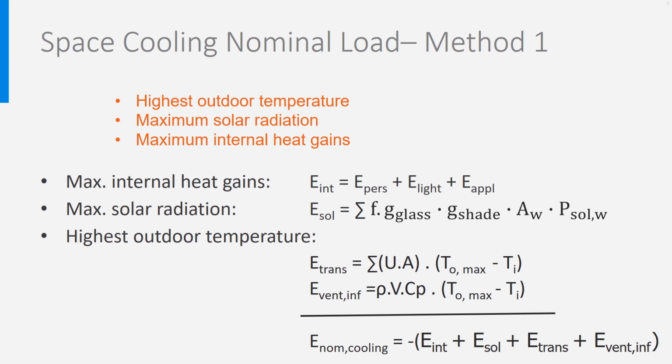Let's continue now with the highest cooling demand, the so-called nominal load for space cooling. We said we should consider the highest outdoor temperature and the maximum solar radiation and internal heat gains. If we take our energy balance, this means that we need to calculate the energy for internal heat gains and solar radiation, and also the transmission and ventilation and infiltration energy for the highest outdoor temperature, T_O,max, in the slide.